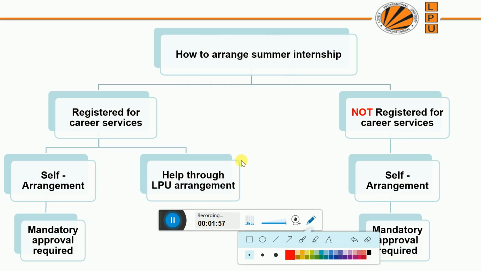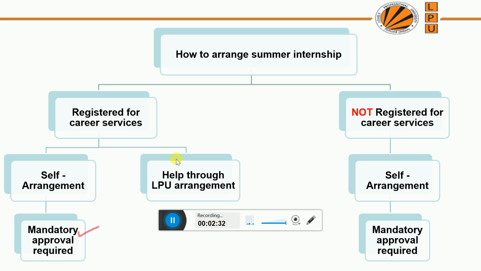You must be registered for career services. If you are registered for career services, you have two options. One is self-arrangement, meaning you can still opt to arrange your summer internship by yourself, right? Because if a company is through the university, there are some points which you have to follow. And if you think that you want to arrange by yourself, then you have that option. But approval is mandatory. If you are arranging the internship by yourself, how to take the approval? We will guide you soon about that.